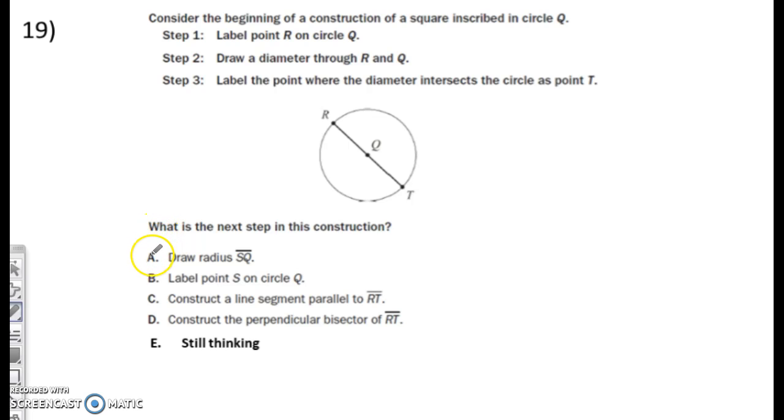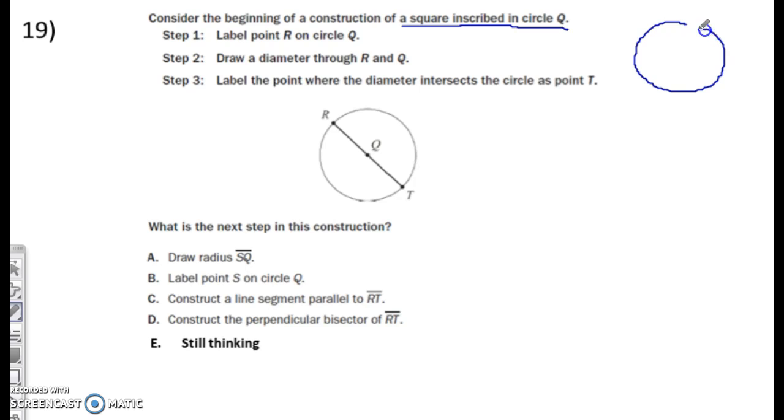All right, so again, I don't expect you to have every single construction memorized. I don't even have every single construction memorized. That's a lot of stuff to memorize. But we can logically think through this to see what makes sense. Remember, our ultimate goal is to construct a square inscribed in the circle.